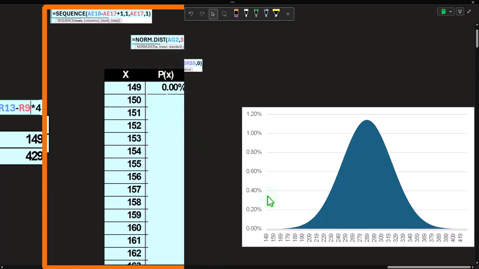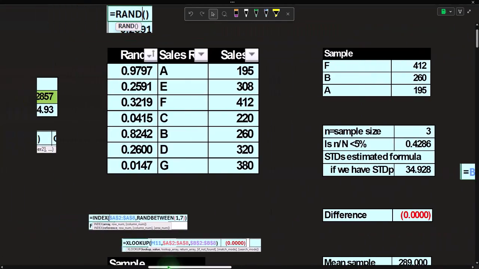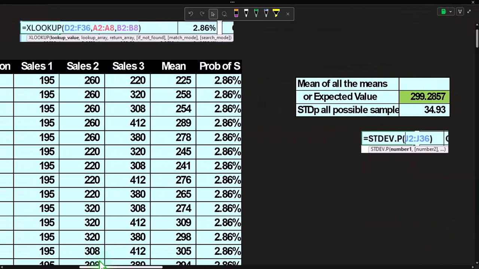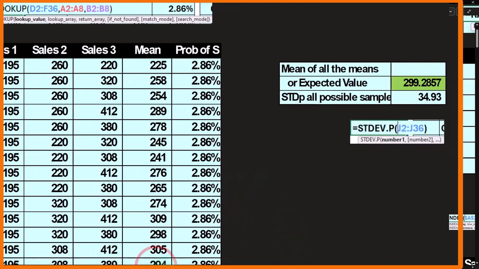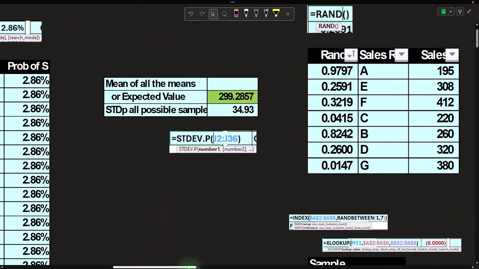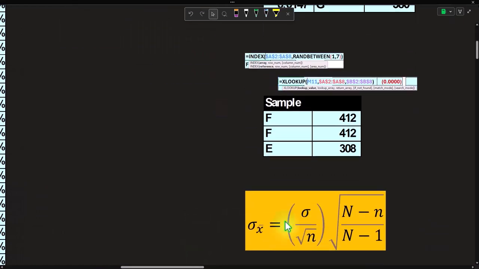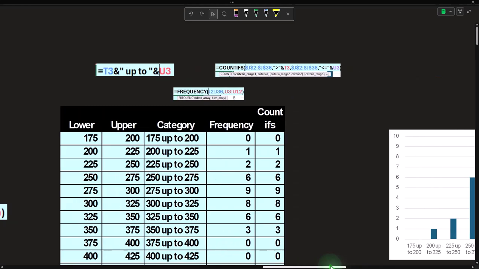And then the standard deviation argument here is going to be the standard deviation, not of the population, not the standard deviation of a sample of three, but rather the standard deviation of all possible combinations of three, which we calculated here, 34.93, which is much lower than the standard deviation of the actual population, but which normally we would have to calculate with the formula, because we wouldn't have all possible combinations. So that's going to give us that one.